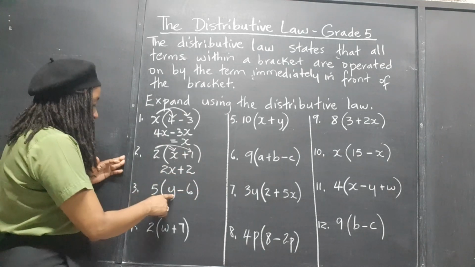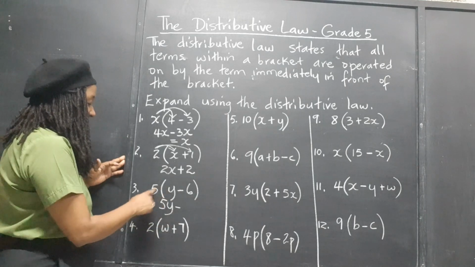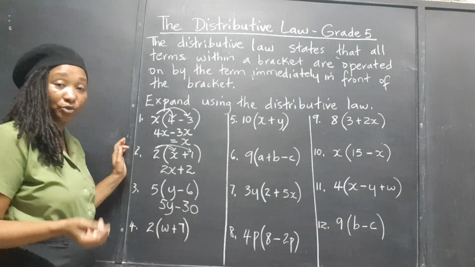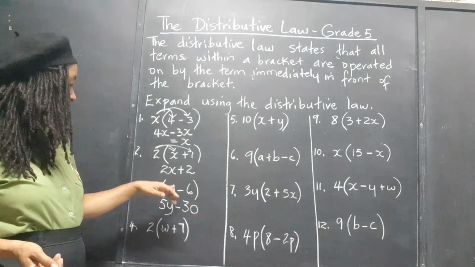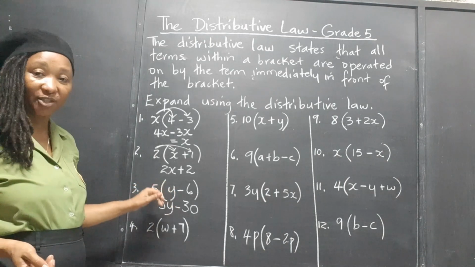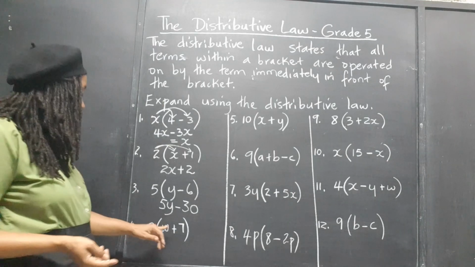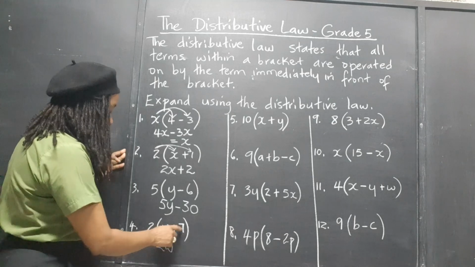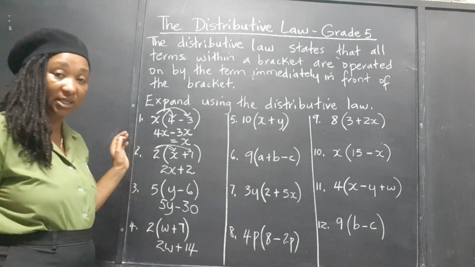Alright, so 5 times y, that's 5y. 5 times 6, that's 30. So we have distributed the 5, distributed it with the y, and distributed it with the 6. 2 times w, that's 2w. 2 times 7, and that is 14.